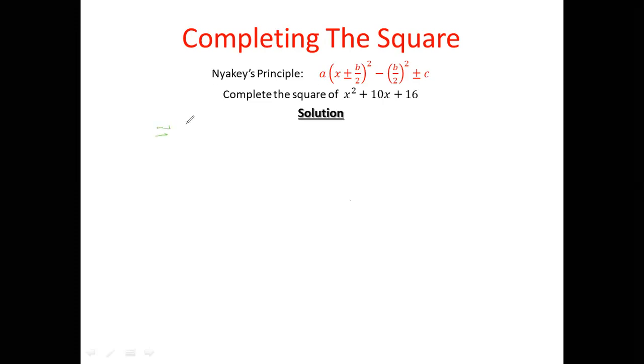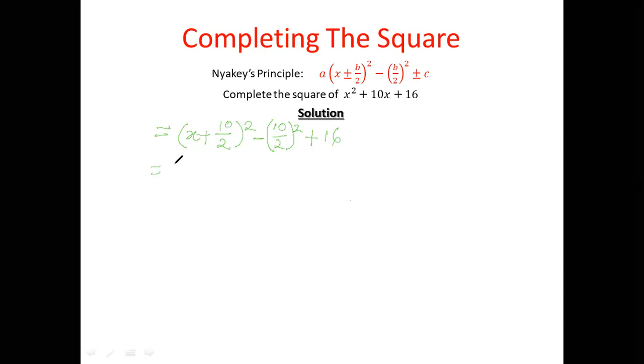So equal to, first bracket, x plus 10, which is our b, over 2. Then we square it and put minus, just as it is written here in the NYAKEY'S principle. Then we write b over 2 again, which is 10 over 2, but we have to square it. Then after that, what we are left with is c, and our c is plus 16.